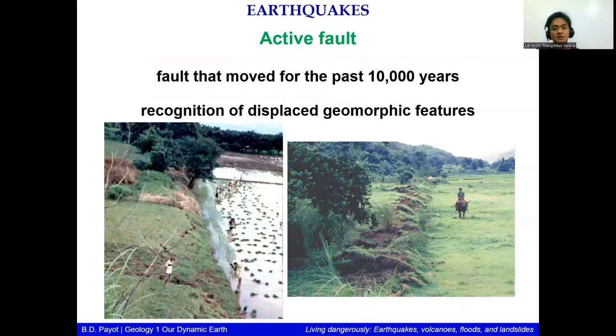So active faults are the ones that were identified to have moved within the last 10,000 years, or to have shown activity within the last 10,000 years.